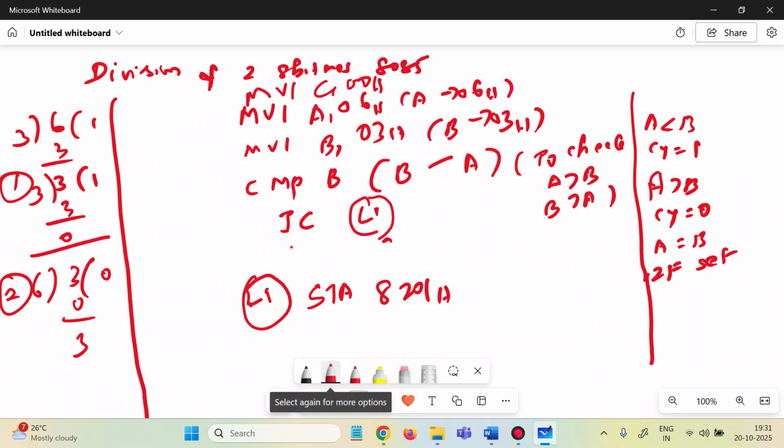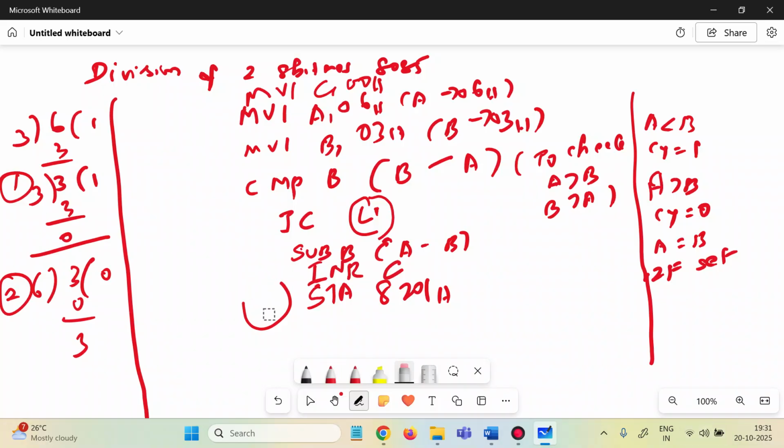So what is that subtract? You have to do SUB B. SUB B is what? A minus B. So the first subtraction is over. And then increment your quotient, INR C. One time is over. Let me give some space.